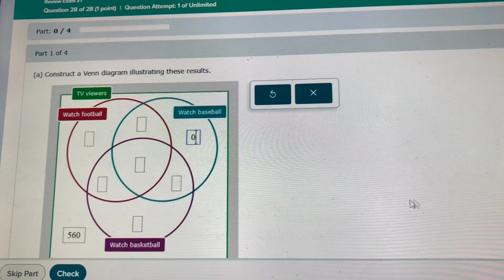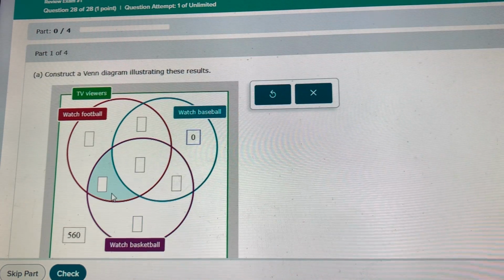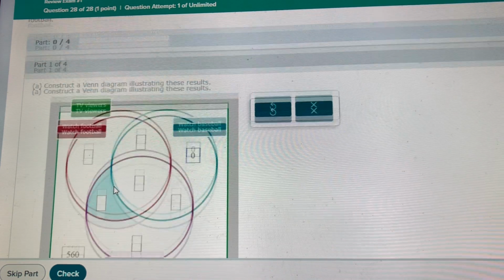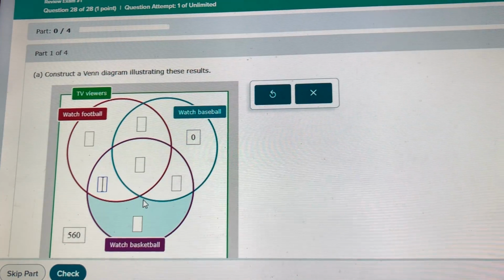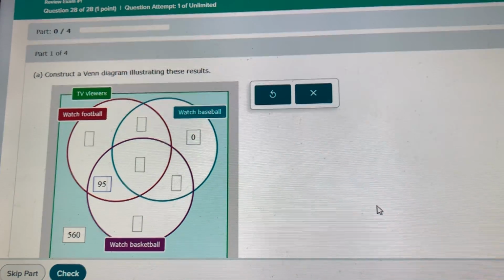$95 watch basketball and football. Every person who watches baseball also watches basketball. It doesn't include football people. So I guess this has to be the 95 then. Okay, I still have too many unknowns to be able to figure out the rest.